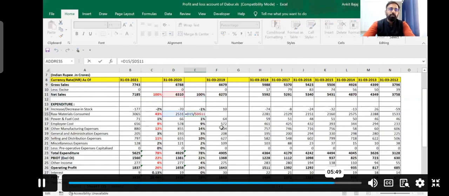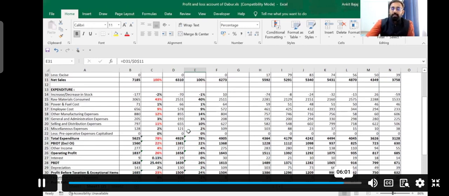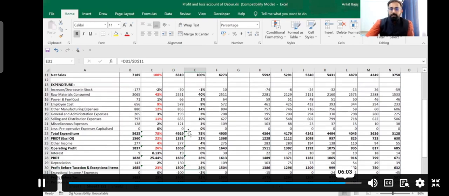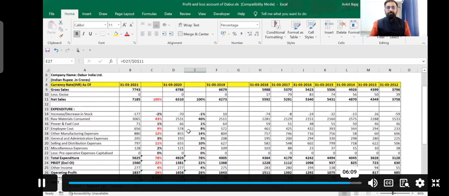This is how you can do vertical analysis, and you can find how much the company is incurring for raw material, how much expense the company is incurring for total expenditure, and how much for payment of interest. You will be able to compare your expenses with total sales. This is how we do vertical analysis.